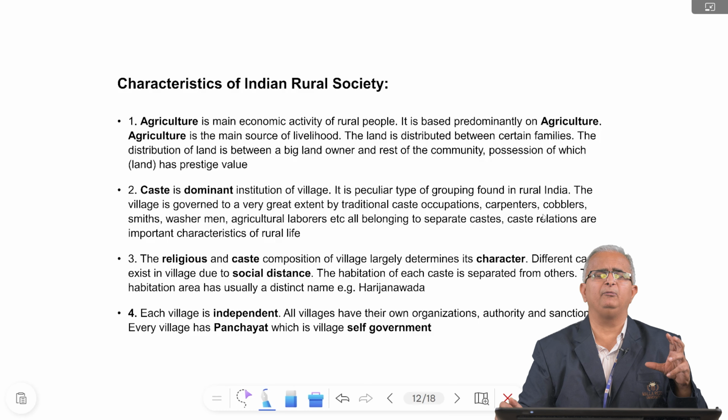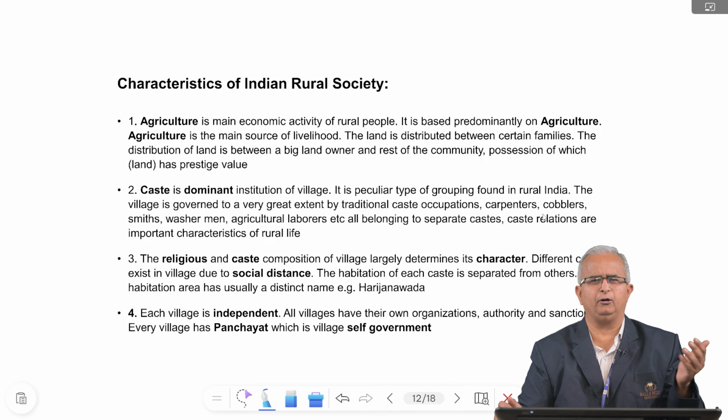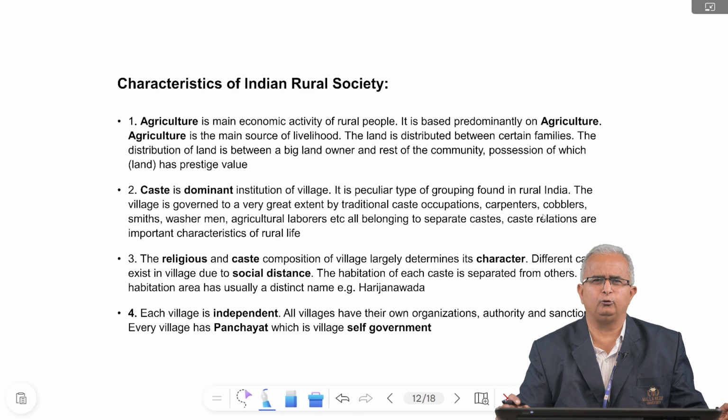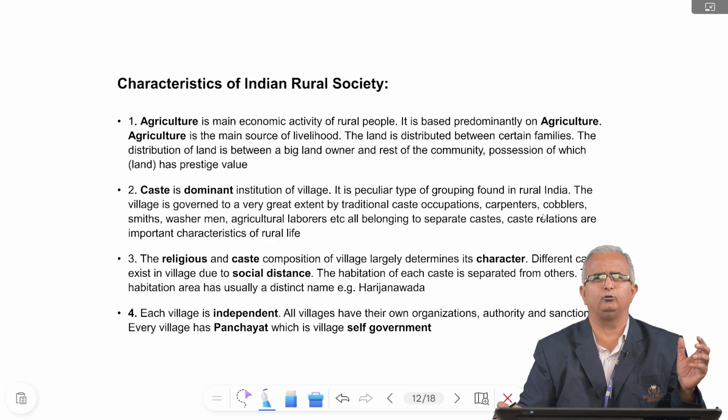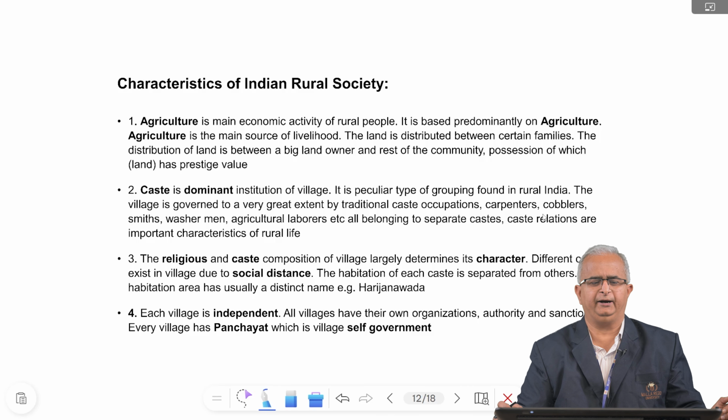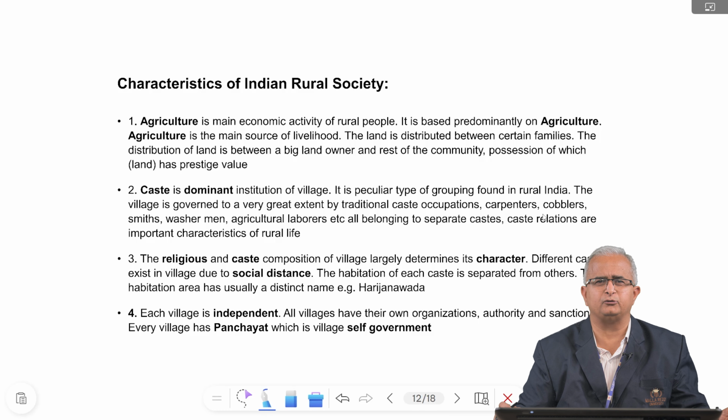Here, the position of the land will be given high priority. The people who have more and more land will be given respect, prestige, and value. That's why generally the majority of the people do agriculture as the main occupation. And the second characteristic is that caste is the dominant institution in the villages.